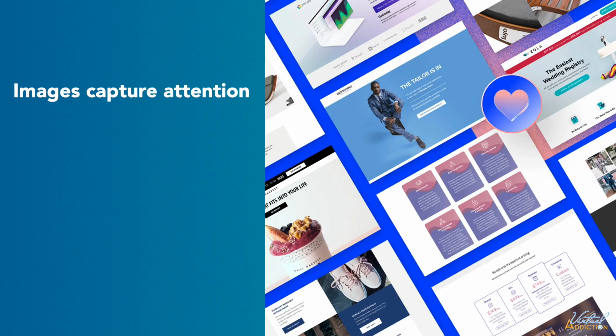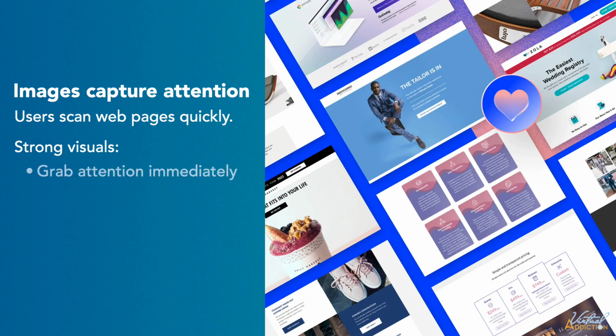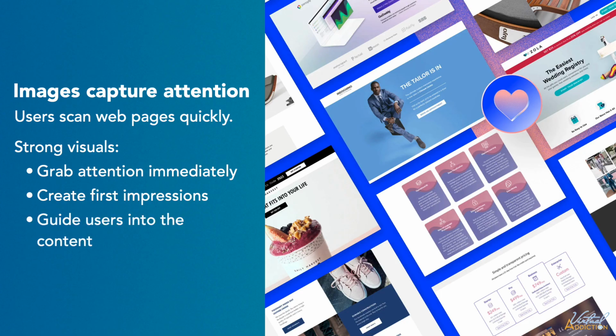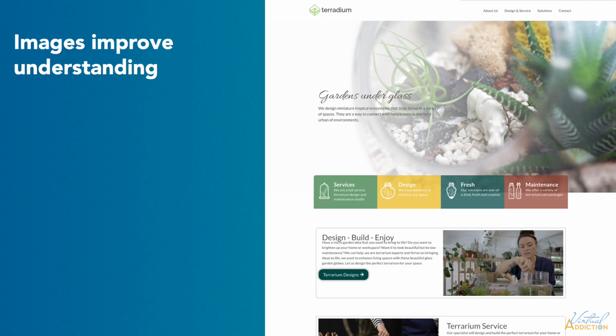Images capture attention. Users don't read websites word by word, they scan. Strong visuals grab attention immediately. They create a powerful first impression, and they guide users into the content. A compelling hero image can determine whether a visitor stays on a page or leaves within seconds. That first visual moment really matters.